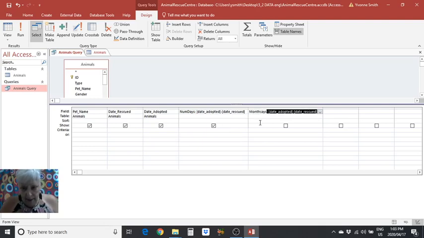Months, number of months. Date adopted minus date rescued, and that's all hunky-dory. But now what we want to do is know how many months it is. So we must divide it by 365 to bring it to years, and then multiply by 12 to bring it to months. We're going to divide by 365 and multiply by 12.